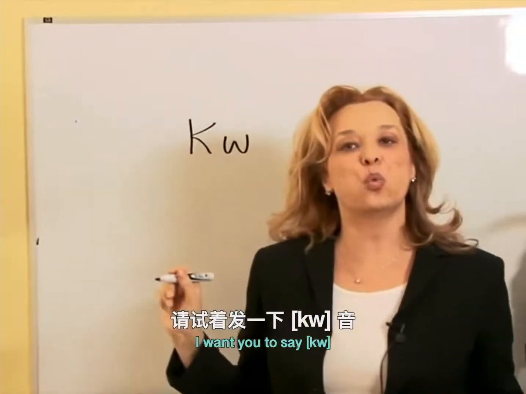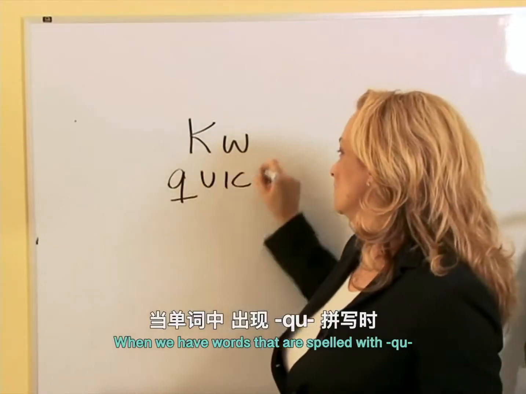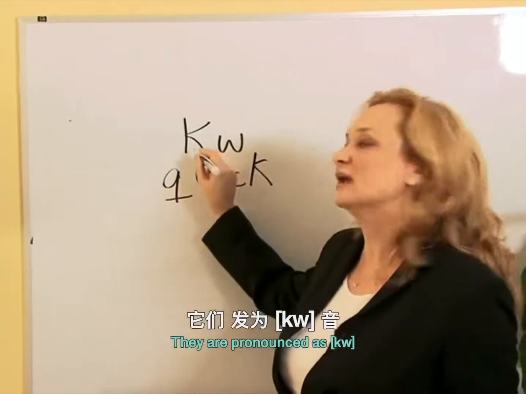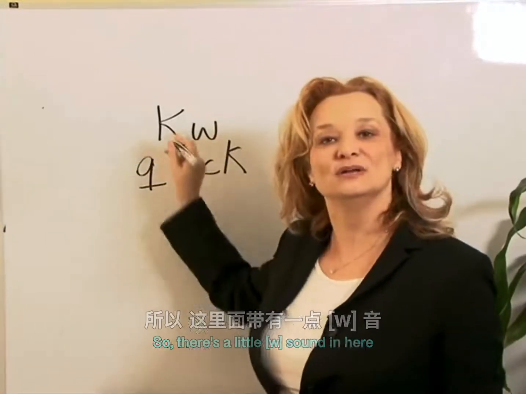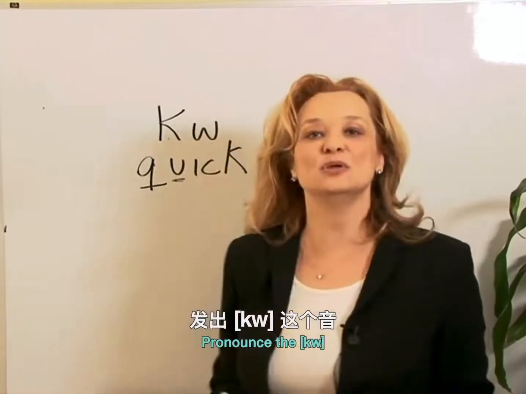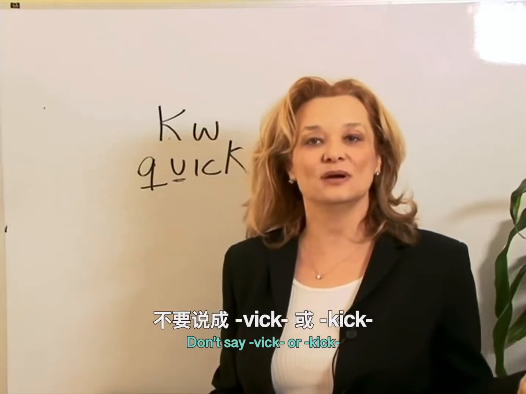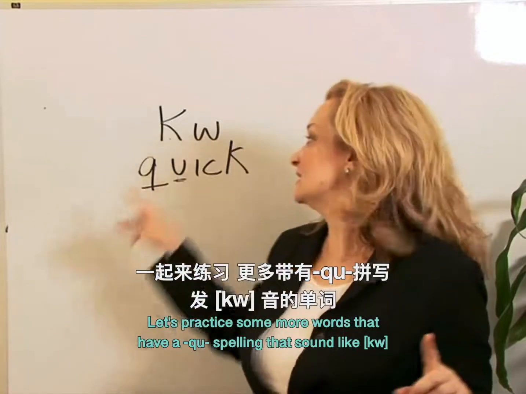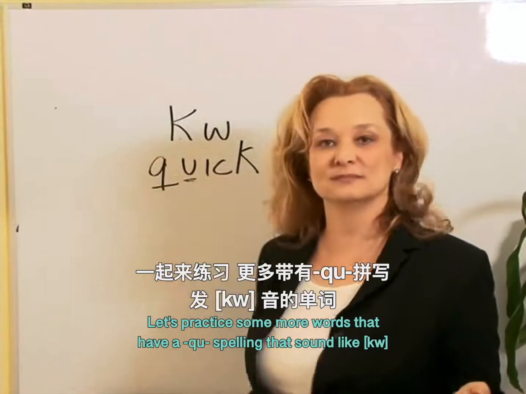I want you to say kwa, kwa, kwa. When we have words that are spelled with Q-U, they're pronounced as KW. So there's a little W sound in here. So I want you to say quick. Pronounce the KW. Quick, quick. Don't say quick or kick. Say quick. Let's practice some more words that have a Q-U spelling that sounds like kwa.